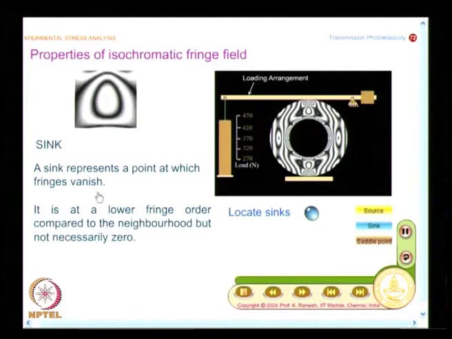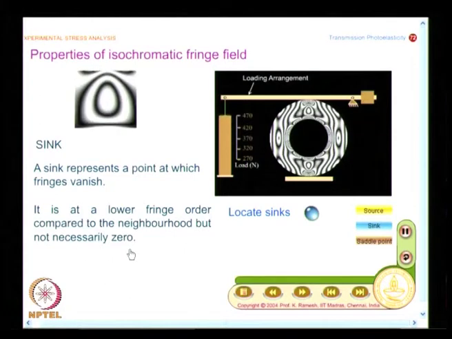So, if you want to reconfirm this, gradually increase the load and decrease the load and find out whether it is a sink or source or a zeroth fringe order; you will have to find that out very carefully. And what you will have to keep in mind is, a sink only says it is at a lower fringe order compared to the neighborhood, but not necessarily 0. If the load is such, you may have a zeroth fringe order. There is no bar that a sink should not be a zeroth fringe order. It depends on the particular load that is applied. It is at a lower fringe order.